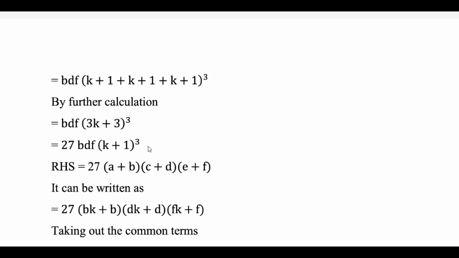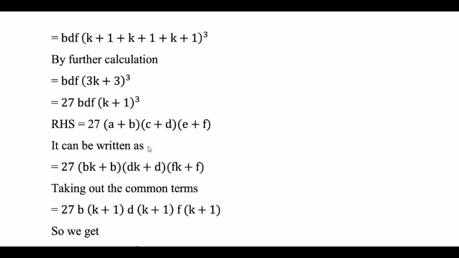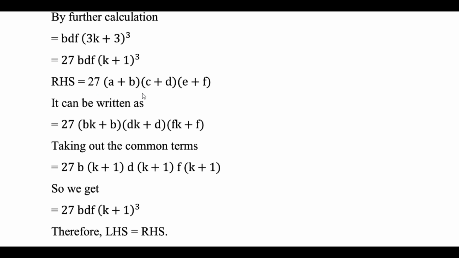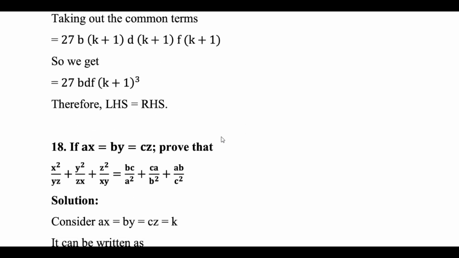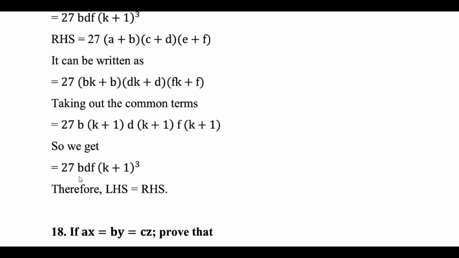Okay. After that, come to the right hand side, that is 27(a + b)(c + d)(e + f). It is written as 27(b + bk)(d + dk)(f + fk). Taking the common terms out, that is 27b(k+1) d(k+1) f(k+1). So you will get 27 bdf into (k+1) to the power cube. So the left hand side is equal to the right hand side.